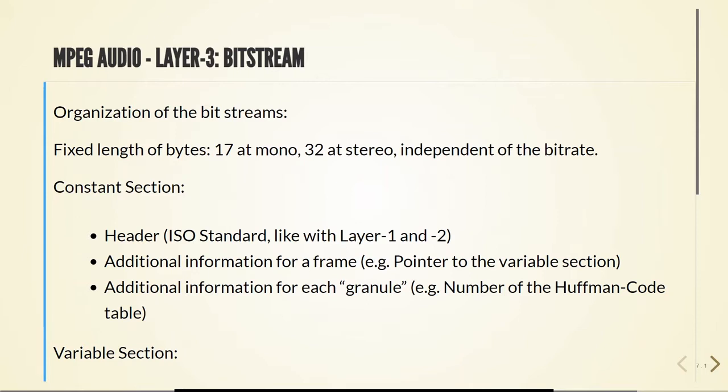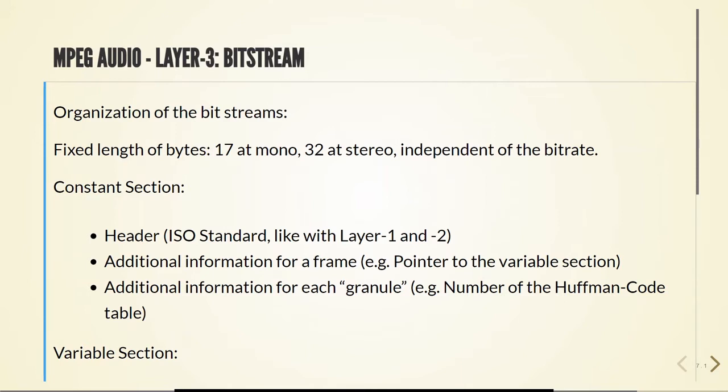The header is always 32 bits or 4 bytes, and the main information in the header confirms the authenticity of an MP3 file. The location of the header does not always need to be at the beginning of the frame, and therefore each header starts with a sync word to mark its position in an MP3 file.